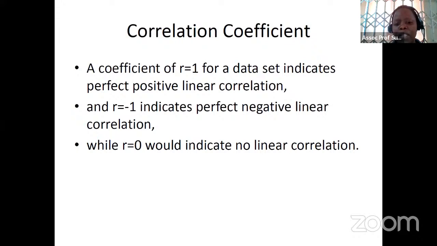Now, in some statistical textbooks, when we want to interpret the values of correlation, some say if r is equal to 0.5, then that is moderate correlation. Anything below 0.5 is weak correlation, while anything above 0.5 is strong correlation, irrespective of the direction.